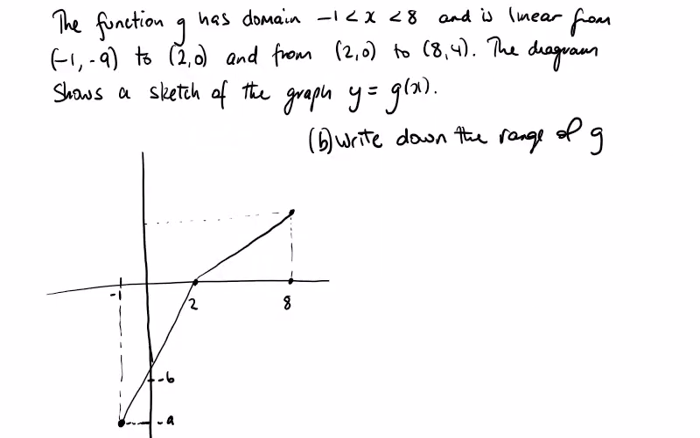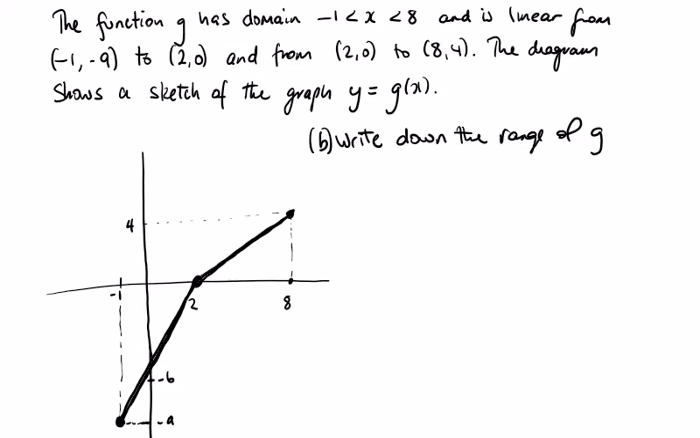The next part of this question, you're told the function g has a domain minus 1 less than x less than 8 and is linear from minus 1, minus 9 to 2, 0. Let's go a little bit heavier on it. This part of the graph here is linear from here to here, and again from here to here. So it's 2-part linear. So that's the point 2, 0, minus 1, minus 9, and this is 8, 4.